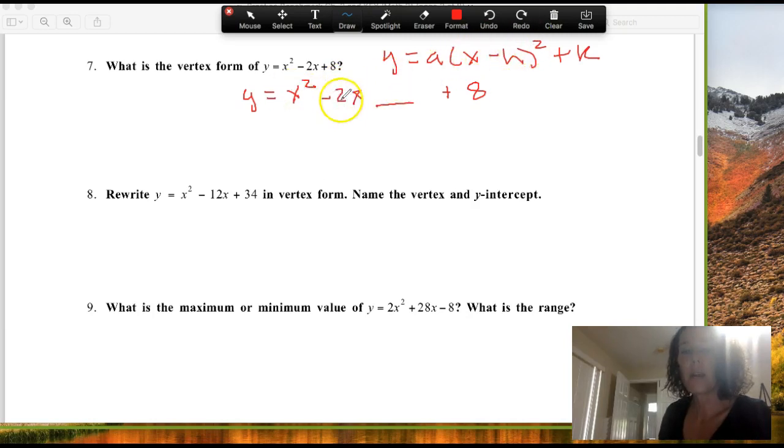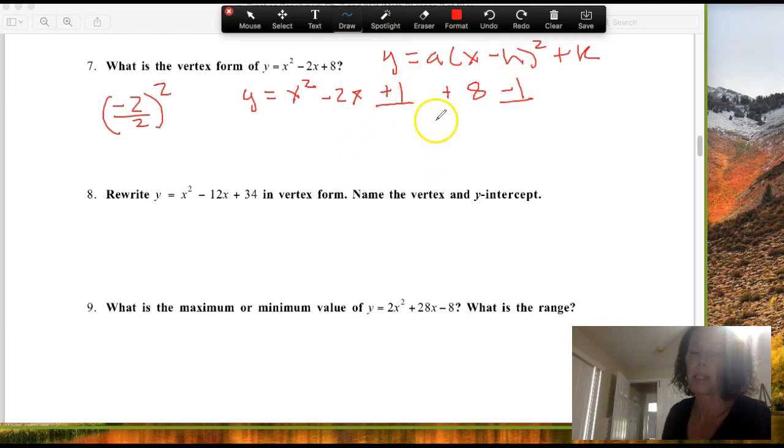To figure that out, I take my middle term, I divide it by 2, so I'm going -2 divided by 2, and then I'm going to square that. Well, -2 divided by 2 is -1. -1 squared is 1. So if I add 1 here, I have to keep my equation balanced. I can't just add 1. I could add 1 to this side to keep it balanced, or I could add 1 and subtract 1 from the same side. Okay, so that's like adding nothing, 0.